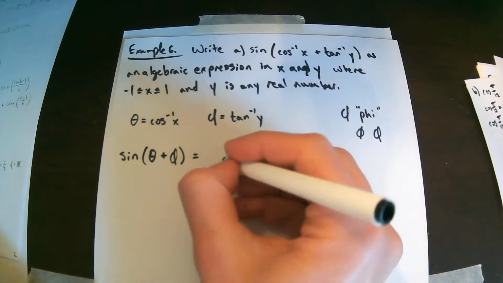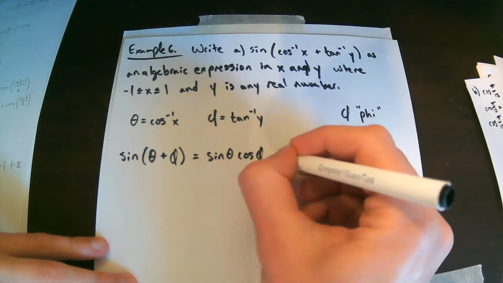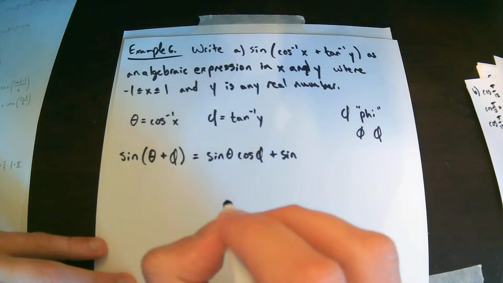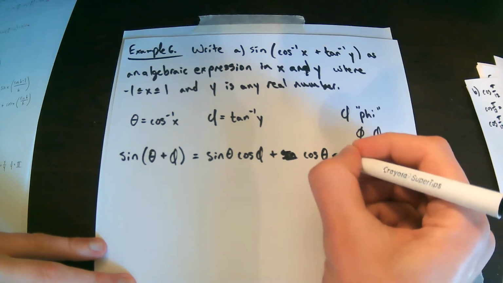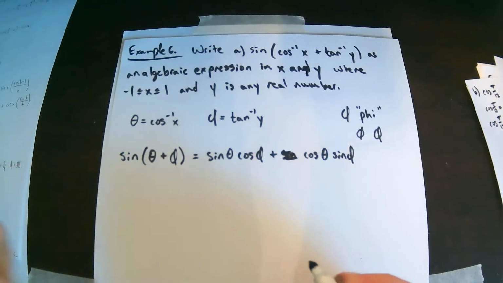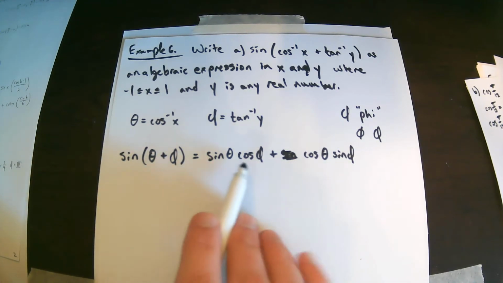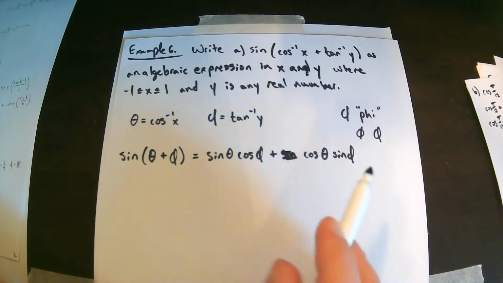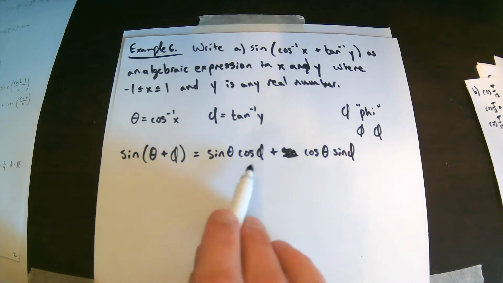It's a sum inside of a sine function, so I can say this is sine of theta times cosine of phi plus cosine of theta times sine of phi. Now the problem is, I don't know what any of these are. These are all four new trig functions, and I don't know what any of these are going to equal. So what I need to do is figure out what each of these are.